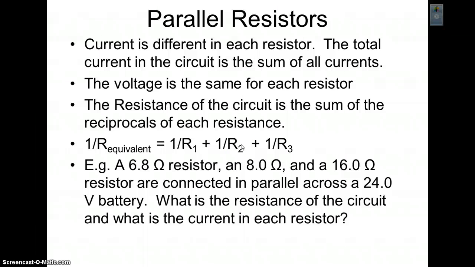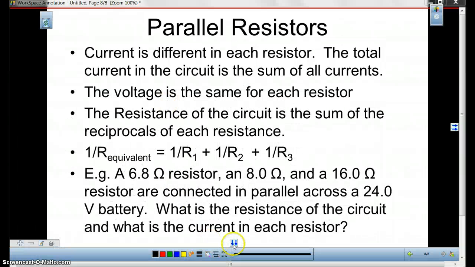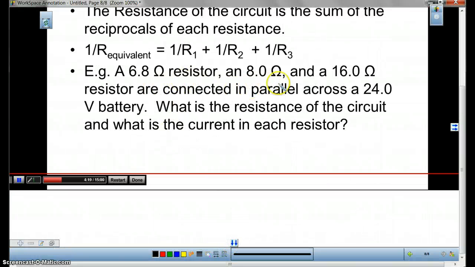So how we're going to do this for a parallel circuit is to take the resistance of each resistor, and we're going to sum up the reciprocals, and that will equal 1 over the equivalent resistance. As an example, we'll take the 6.8 ohm resistor, the 8 ohm, and the 16 ohm, and connect them in parallel across a 24-volt battery. What is going to be the resistance and the current?